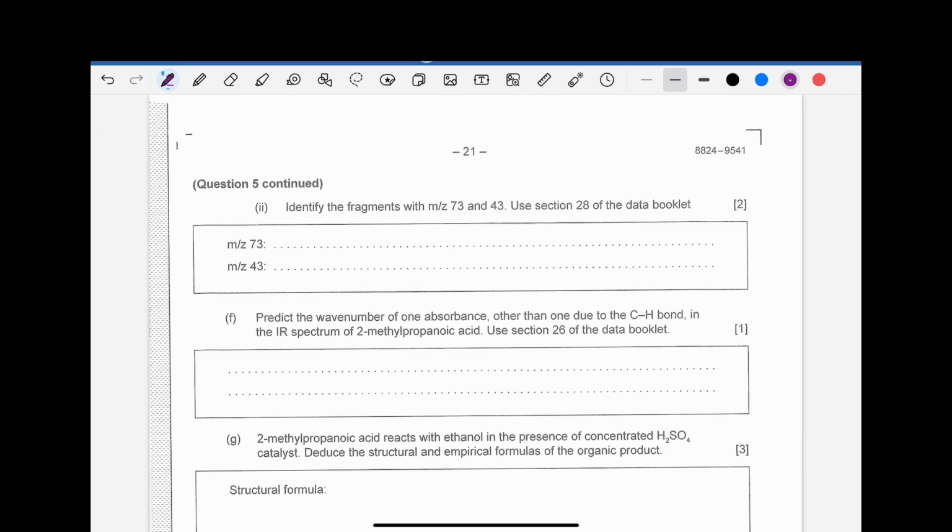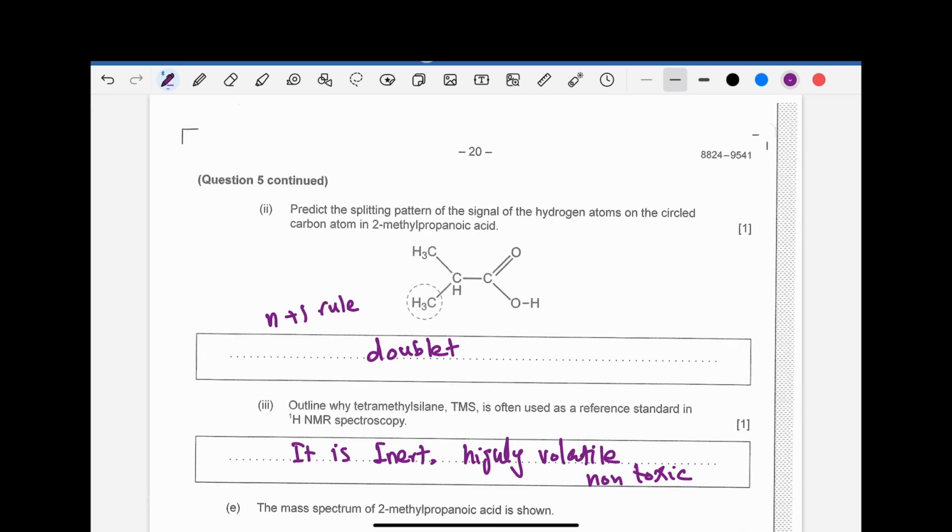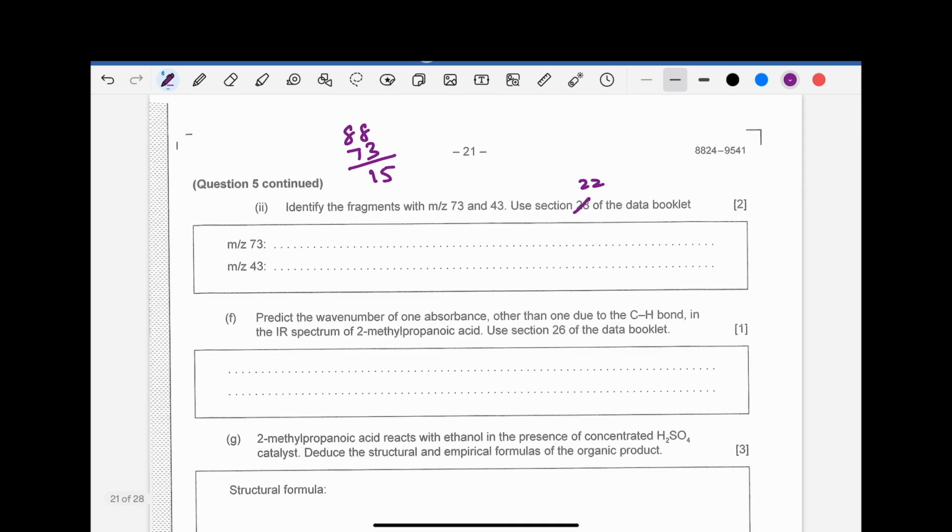Identify the fragments with m over z 73 and 43. Use section 28 of the data booklet, in the new specification that is 22. So we're looking for what is lost. If I take 73 away from 88, that gives me 15. So a species which has a molar mass of 15 is lost. If I go back to the structure, that suggests CH3 is lost. So if CH3 is lost, then we're left with CH3, CH, COOH, and a plus charge. Positive ions are the only ones detected by the mass spectrometer.